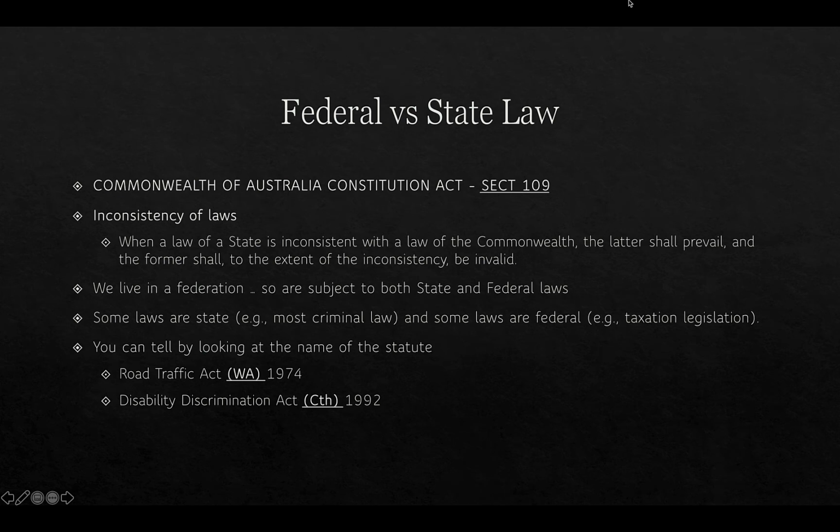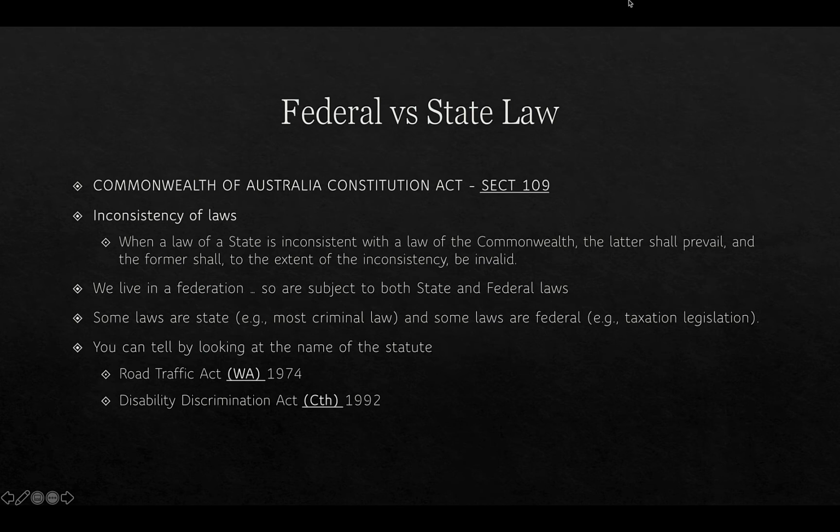So the Commonwealth of Australia Constitution Act, basically Section 109, talks about the inconsistency of laws. When a law of a state is inconsistent with a law of the Commonwealth, the latter shall prevail, and the former shall, to the extent of the inconsistency, be invalid. So that means that essentially when two laws between the state and the federal government, the Commonwealth, come into conflict, the Commonwealth will prevail and the state will be basically held to be invalid.